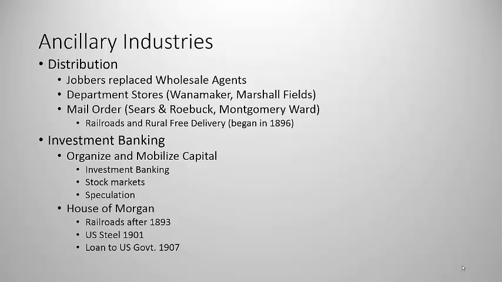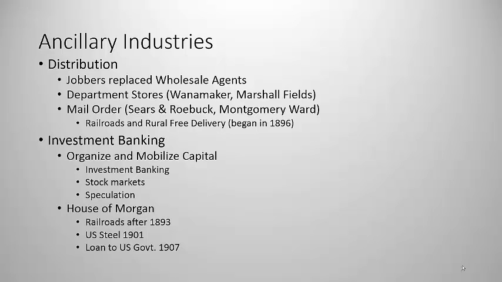The spread of railroads, and after 1896, rural free delivery by the U.S. Post Office made this possible. Not only could catalogs get out to the people, particularly in the country, half of the country lived outside of urban areas even up to 1920. 1920 is the first census that records a 50-50 split between rural and urban America. So rural free delivery and railroads made mail order possible.